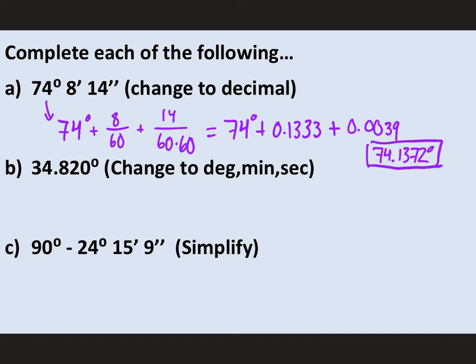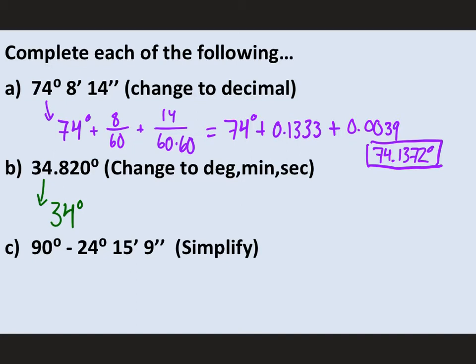All right, now the other way of doing things is to go back in the opposite direction. To do that, I'm going to use a slightly different color. First of all, I'm going to take the degrees off. So I have 34 degrees. I know that. Next thing I need to do is figure out how many minutes I have.